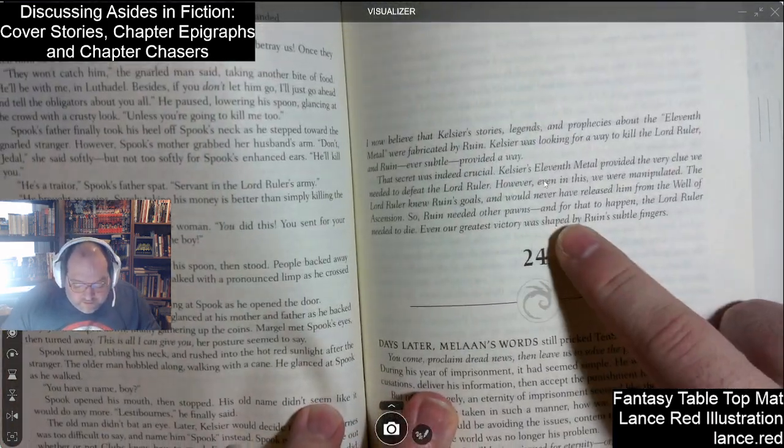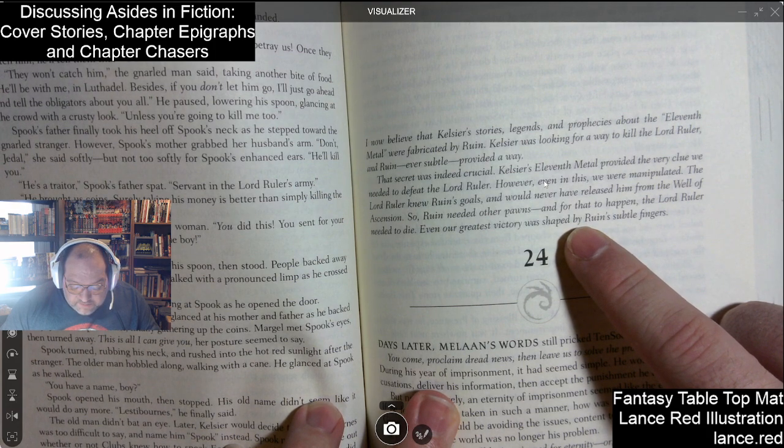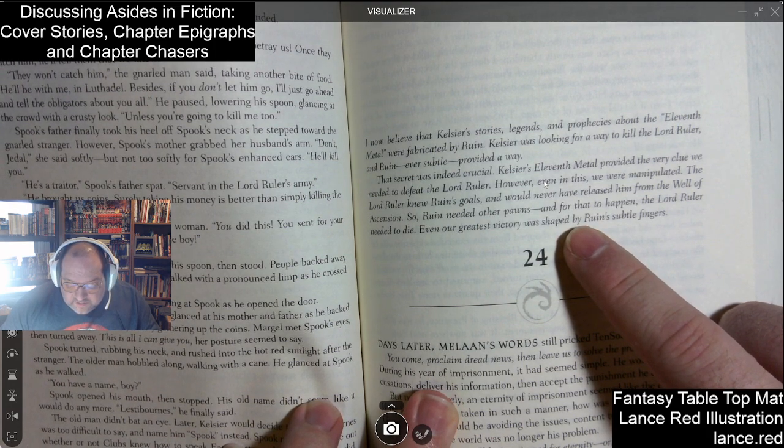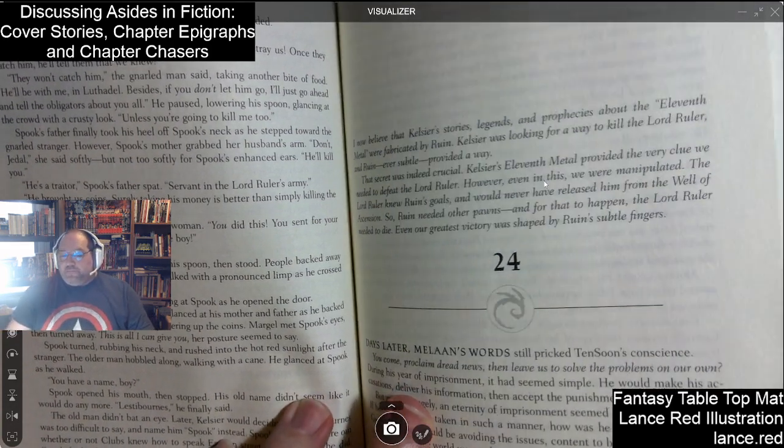Chapter 24. I now believe that Kelsier's stories, legends, and prophecies about the 11th metal were fabricated by Ruin. Kelsier was looking for a way to kill the Lord Ruler, and Ruin, ever subtle, provided a way.